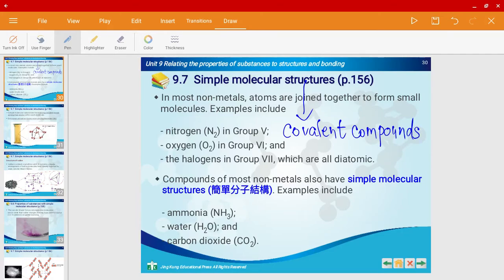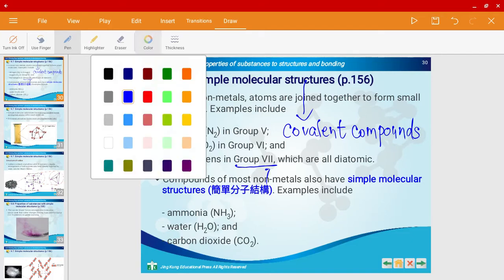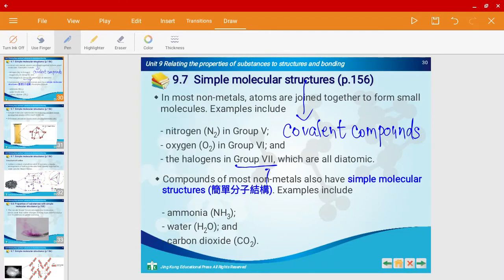Some examples of covalent compounds we have learned are nitrogen, oxygen, and the halogens in group 7, which are all diatomic. Diatomic means they're diatomic molecules, which means there are two atoms. For example, in group 7 we have F2 fluorine, Cl2 chlorine, I2 iodine. You may ask me, why are they diatomic? The reason is because they want to obtain or achieve a stable electronic arrangement.